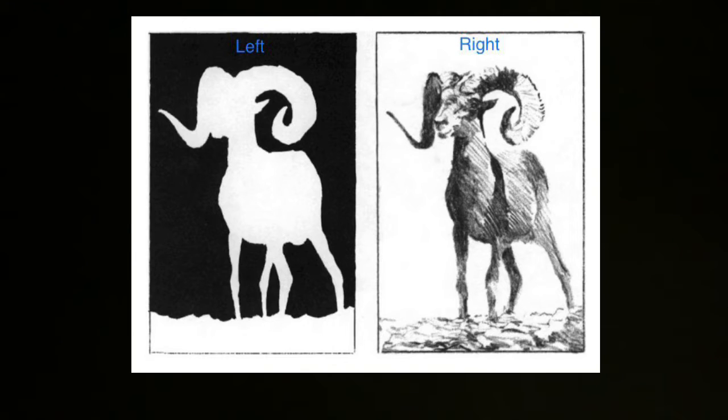In this picture, which side shows only the negative space, or the space around an object? Is it on the left or is it on the right?